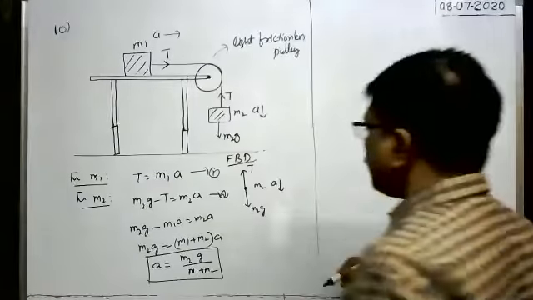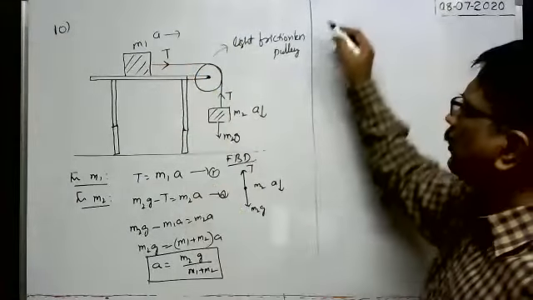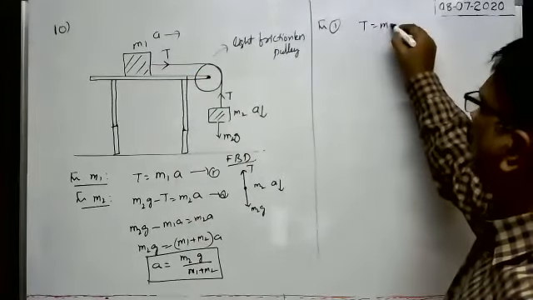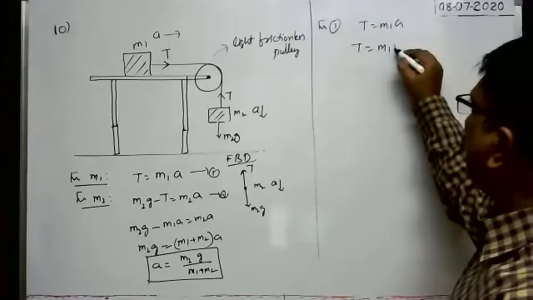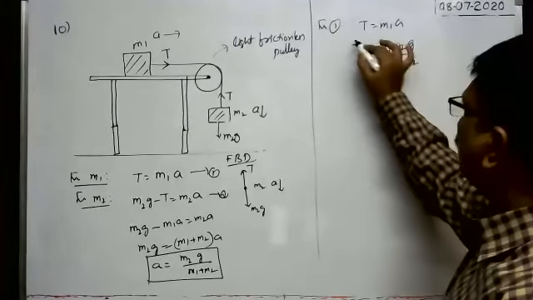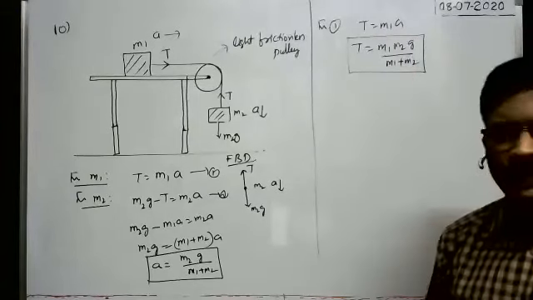Okay, next. What is the tension of the string? You take directly, this is a simple formula. From equation 1, T is equal to M1 into a, or T is equal to M1 into a, where a is M2g by (M1 plus M2). Which is the tension in the string. In this way, we can find the tension.